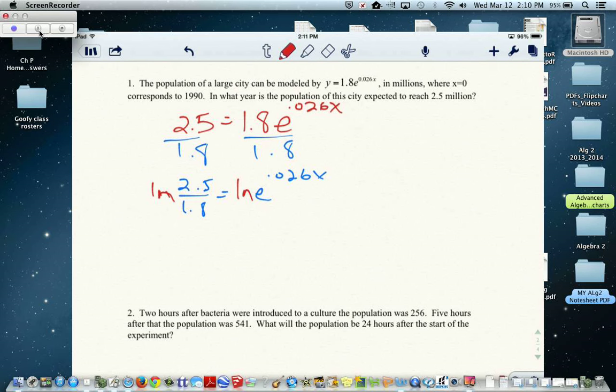logarithm that has the same base as my exponential. So really, they undo each other, so we can get rid of that, and we have 0.026x. Some of you may have already done this on your calculator, but I'm just going to leave it as ln of 2.5 divided by 1.8. And so then our last step is to go ahead and divide by the 0.026.